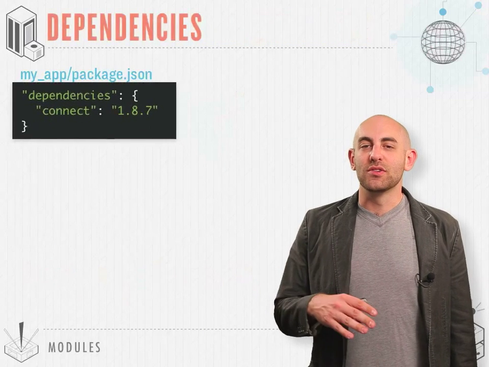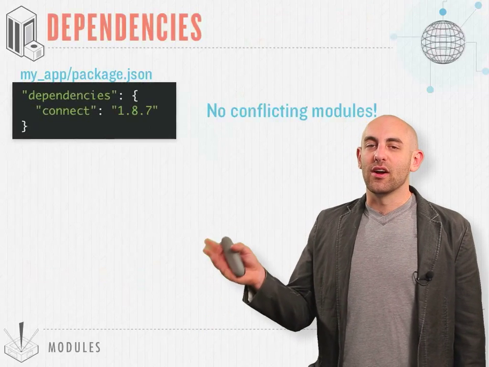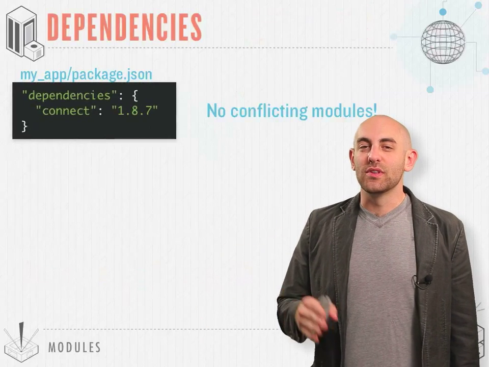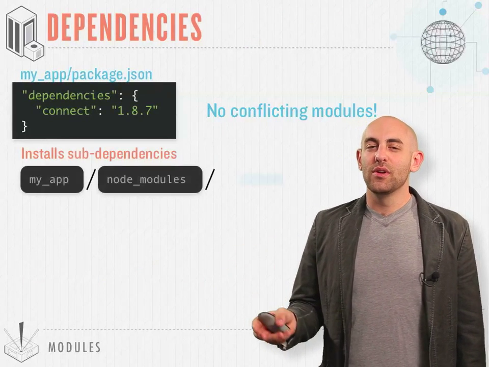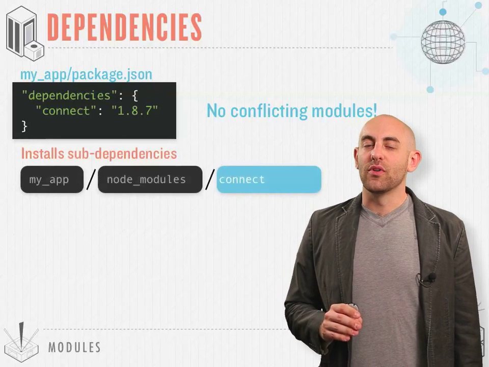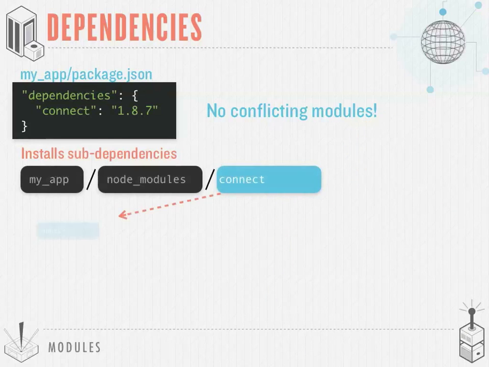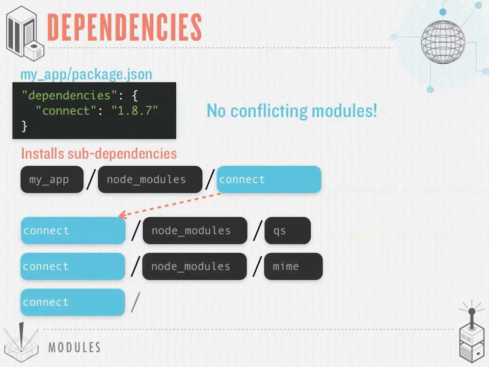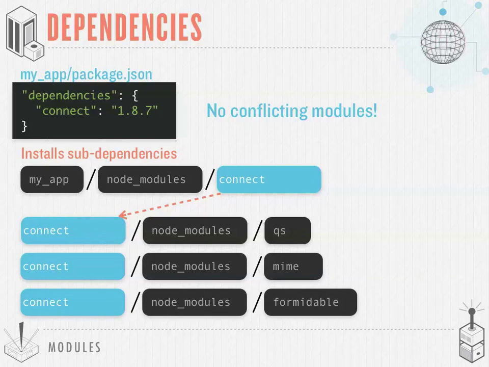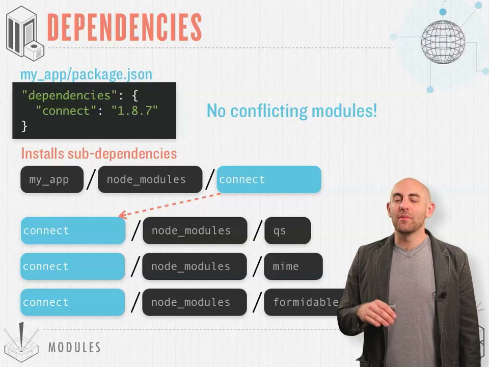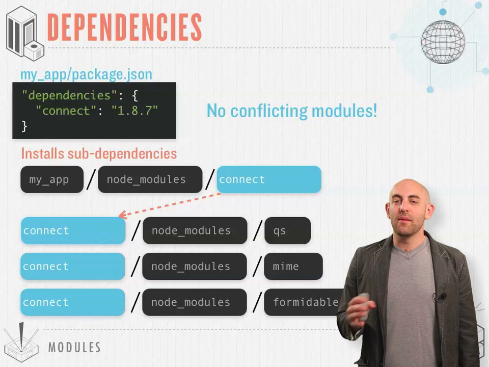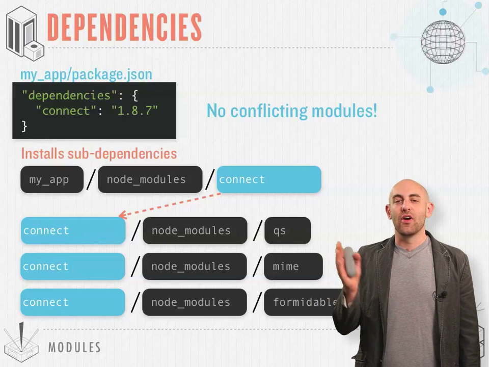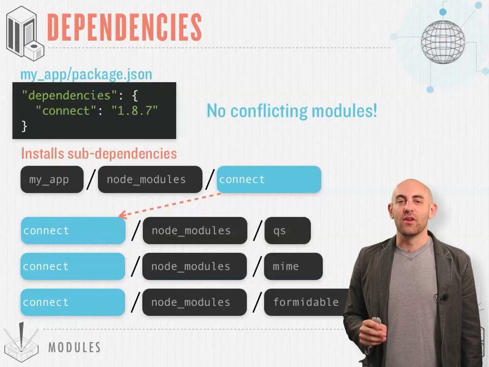You might depend on modules that have their own sub-dependencies, like our connect module here. And when you run npm install, it's smart enough to go out and also install those sub-dependencies. But it's not going to install them all at the root node_modules folder. It will actually install in connect's node_modules directory. As you can see here, under connect's node_modules, we have the three dependencies: qs, mime, and formidable. The great thing about this is it actually prevents a lot of problems that have to do with conflicting modules. So imagine instead if it installed all the module dependencies in that one folder.